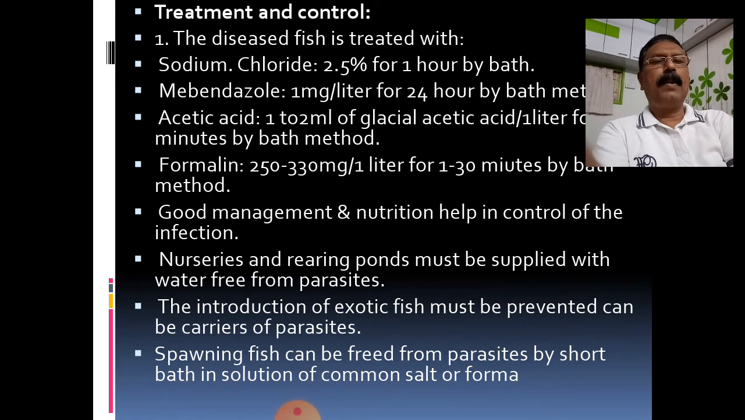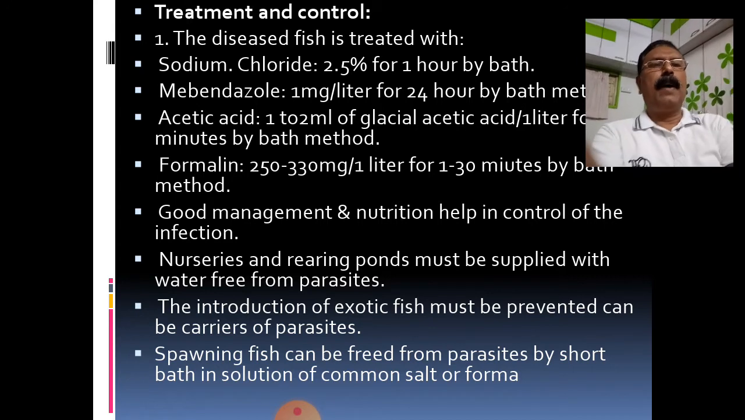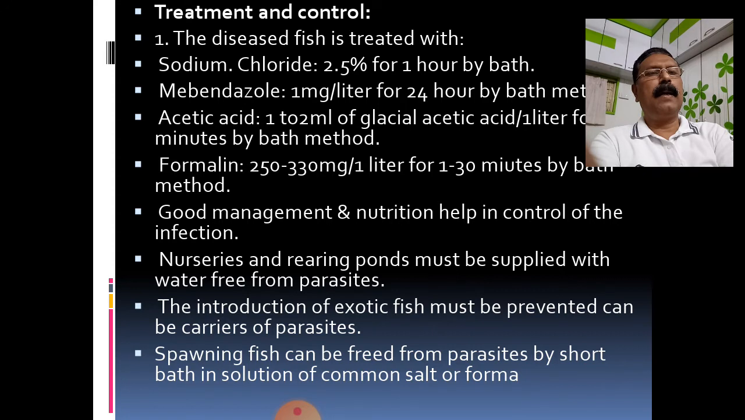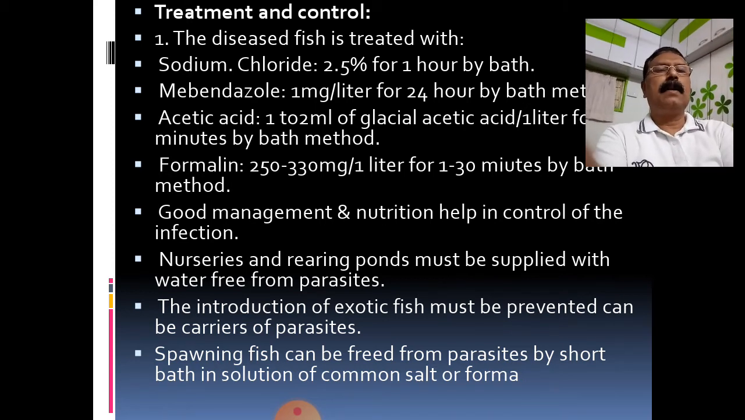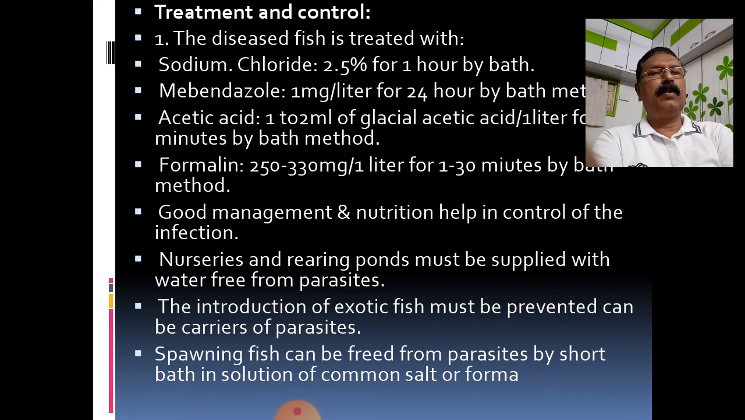What are those common chemicals? These are simply sodium chloride or sodium salt. A bath of sodium salt or sodium chloride is given. About a 2.5% solution has to be made, and it is given as a bath treatment for 1 hour. It is a very simple method, and this can get rid of the parasites. Besides that, another very simple and common method is the use of formalin. See here, sodium chloride, formalin, as well as potassium permanganate. There are certain other chemicals which are very common.